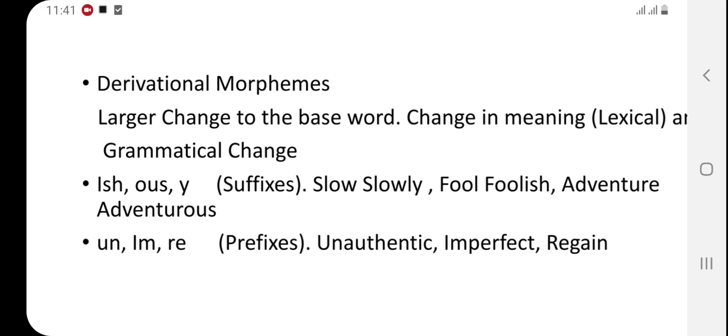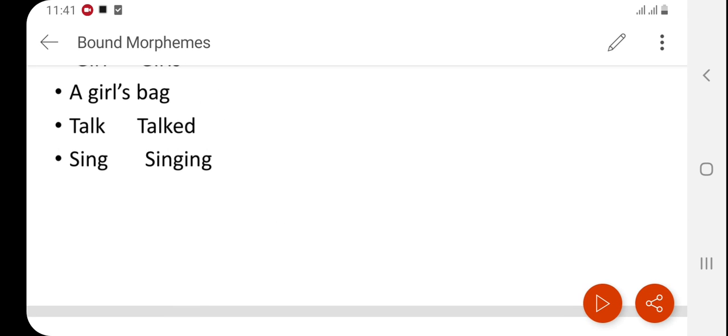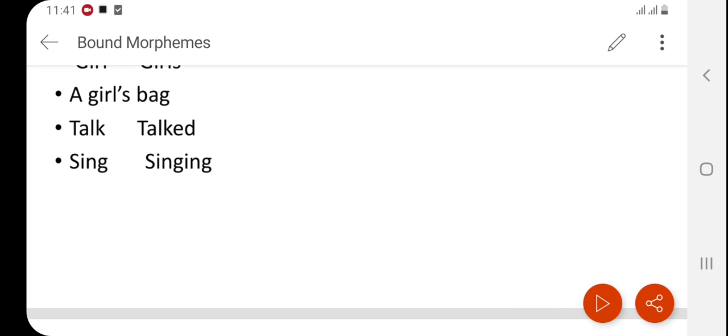Largest change to the base word. So the difference between derivational and inflectional is that the base word is not changed in inflectional morphemes. Like as we say talk and talked, so talk, it is the same in talked also. There is no change in the word talk, there is no change in the word sing. So something has been added to the root word.